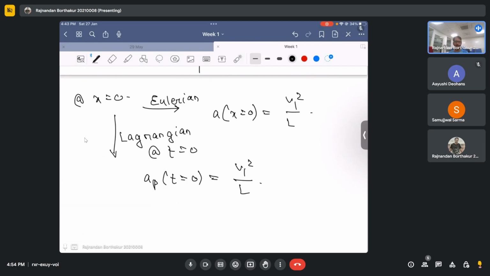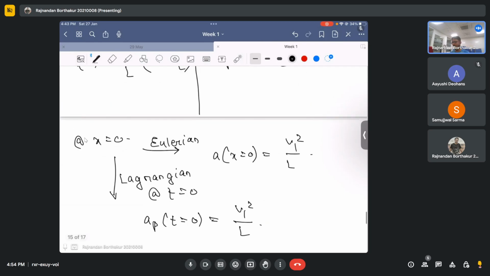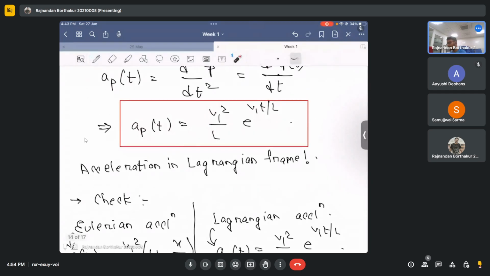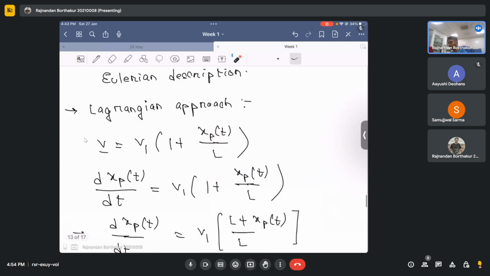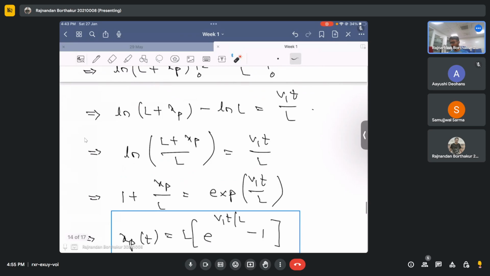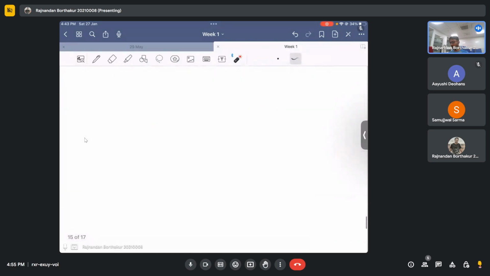Okay, this is an extra that I said, but we are not asked to do the check. But anyway, we can verify our results. So whether the Lagrangian acceleration and the Eulerian acceleration results are correct or not can easily be checked if we evaluate the values at the initial space, at the boundary where it started, for an Eulerian approach, and the initial time for a Lagrangian approach. Okay, so this was an important problem.